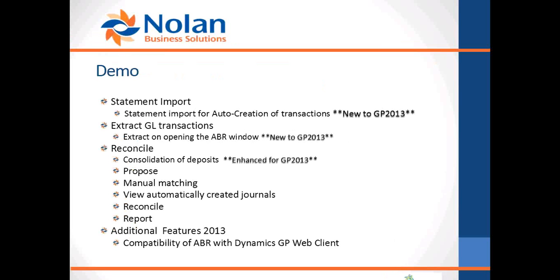We can extract the GL transactions. So this is an automatic extract that we can have as opposed to the manual one that is there at the moment, and we can extract this from when the checkbook is selected and it's a setting against the checkbook.